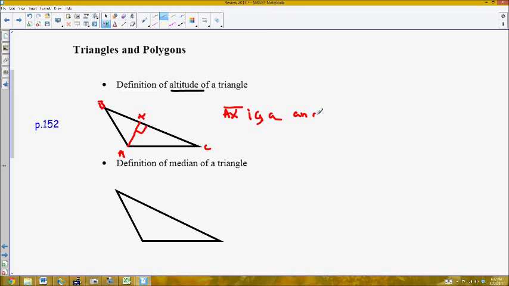AX is an altitude if and only if it is perpendicular to its opposite side. So that would be that AX is perpendicular to BC. So that's basically what the definition says. It's perpendicular to the side across from that vertex.